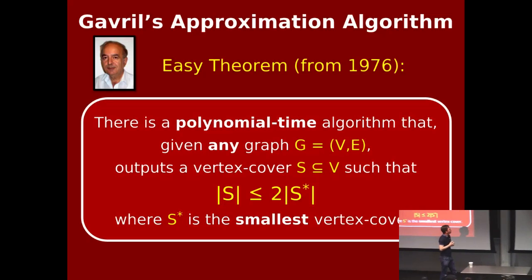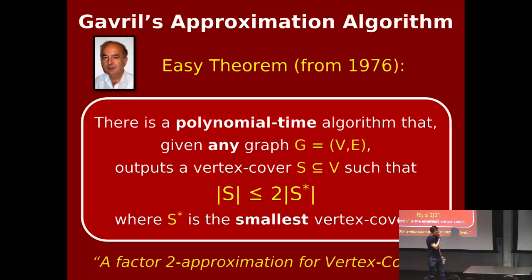So here's a result from 40 years ago due to a guy called Gavril. And we'll see the proof of this later, but I'm just putting it up now so that you can see it. He showed there's a polynomial time algorithm. Actually, it's a very simple algorithm that given any graph at all, G, it always outputs a vertex cover. So it always outputs a set of vertices that's valid that touch all edges. It's not necessarily the smallest vertex cover, but he proves that its size is at most 2 times the size of the smallest vertex cover. Okay? And this is called a factor 2 approximation for vertex cover in the jargon.